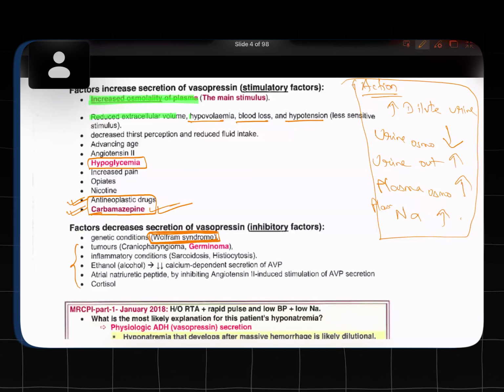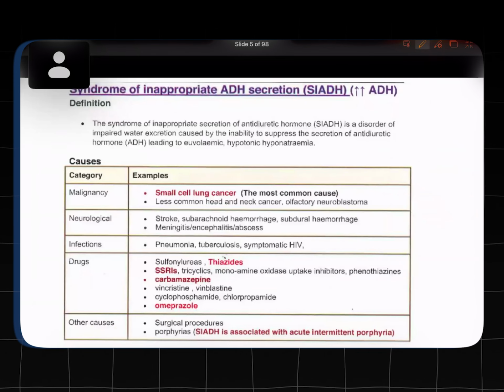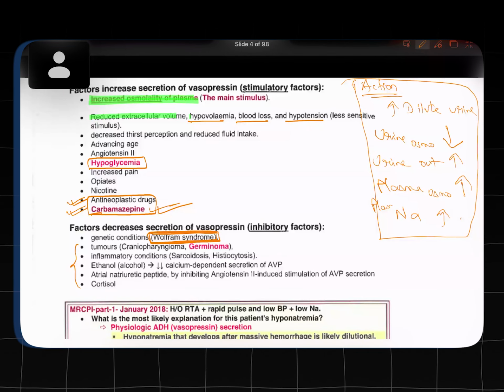This is a direct question. What is the most likely explanation for hyponatremia in a patient who has presented following a road traffic accident, with rapid pulse, low BP, low sodium? Physiologic ADH secretion. So this is not vasopressin, remember. There is low sodium, so the physiologic ADH secretion is appearing. It is not pathological. So you just have to wait and observe for a few days and then repeat the sodium. Maybe it has already improved.